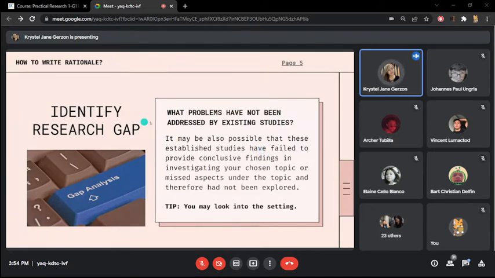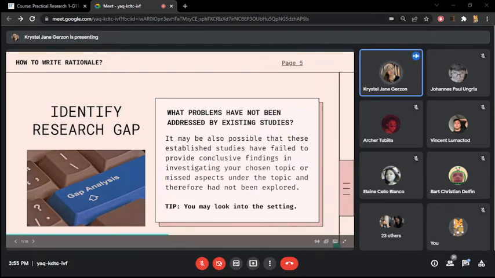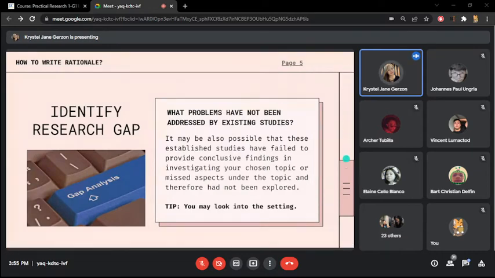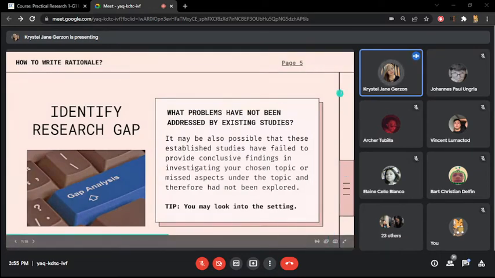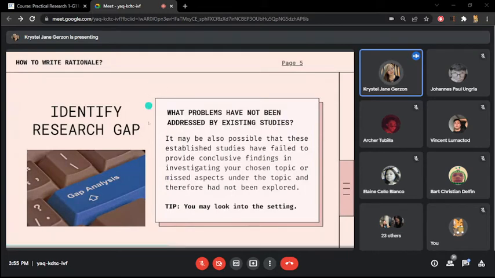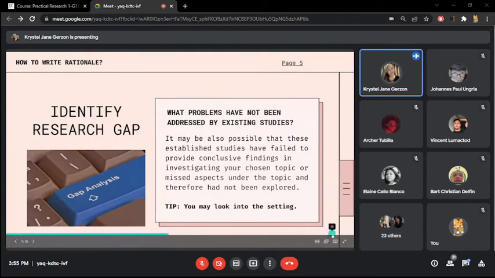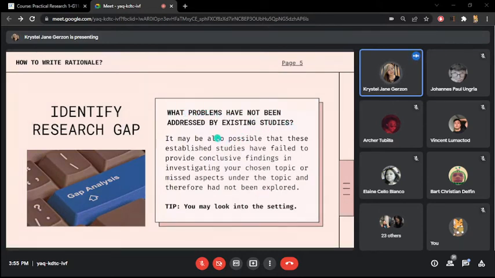Then identify the research gaps. Like what I said earlier, your research should provide something new that other studies do not have. Also look into whatever is not yet explored in their studies. Then you can incorporate that, or you can decide if you want to include it in your study, so you can provide something new. So of course you have to ask yourselves, what problems have not been addressed by existing studies? What has not yet been explored in past studies?